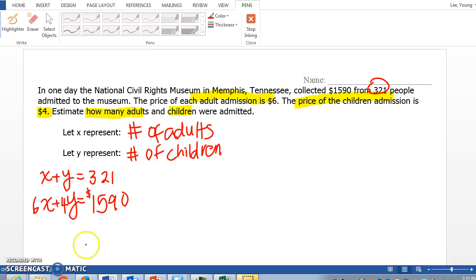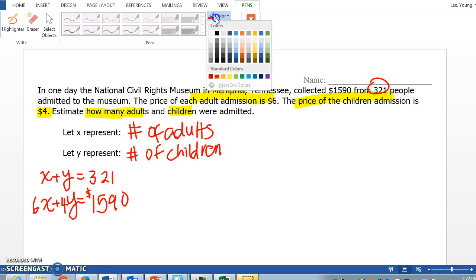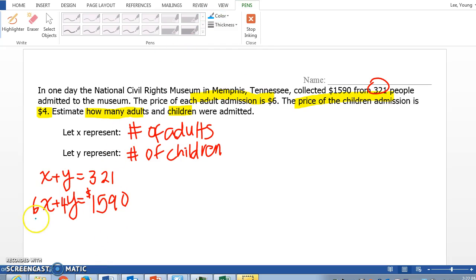Again, we're going to use substitution. So first of all, you need to isolate one of the variables. You can either isolate X or Y. I'm going to isolate X here. So I'm going to subtract Y from both sides. Then it's going to be X equals 321 minus Y. Now, since X is the same as 321 minus Y, all we need to do is, instead of this X in the second equation, we put 321 minus Y.